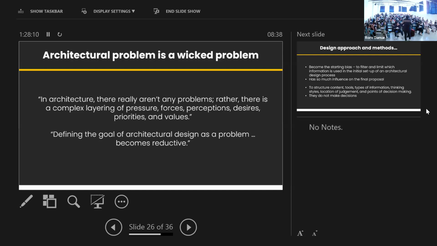Kamu coba jawab. Sultan, NIM berapa? 13. NIM 13. Karena kalau kita menyelesaikan masalah arsitektur bisa menyelesaikan tapi bisa menimbulkan masalah lain. Oke. Terus kalau tadi yang di bawah defining the goal of architecture become reductive, reduktifnya kenapa?